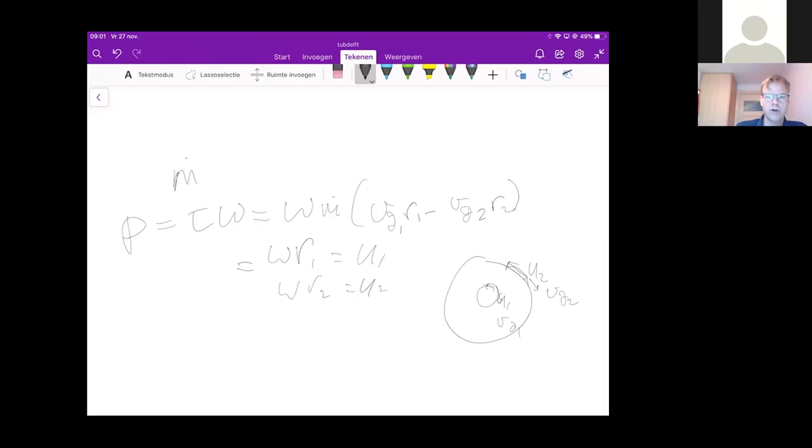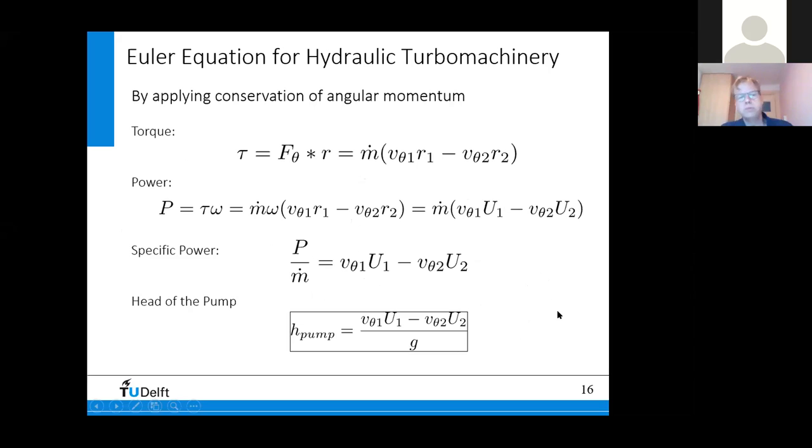So if you work this out for a pump, you see that the head of a pump can be calculated from phi theta 1 and U1 and phi theta 2 and U2. And I think this is quite an important result, because in this way you can already calculate the simple pump performance curve. So I really want to do that right now. So we have the pump head is phi theta 1 U1 minus phi theta 2 U2 divided by g.